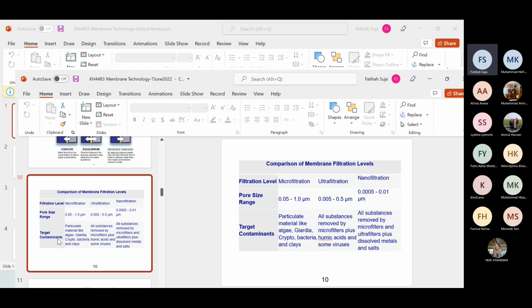filtration. So the target contaminants for microfiltration are particulate material like algae, giardia, cryptosporidium, and clays. Ultrafiltration removes all substances removed by microfilters plus humic acids and some viruses. While nanofiltration removes all substances removed by microfilters and ultrafilters plus dissolved metals and salts. So nanofiltration also removes dissolved metals and salts.